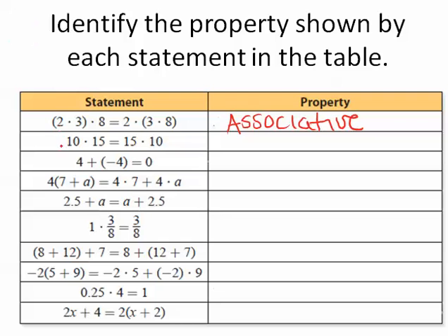Okay, so let's look at the second one. 10 times 15, 15 times 10. The numbers change position. They flip on each side. So this is the commutative property.